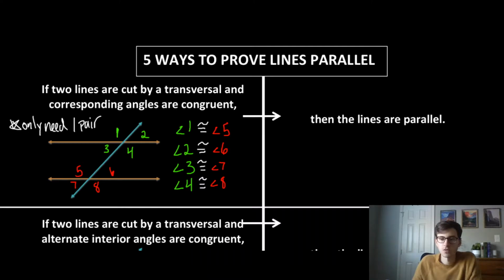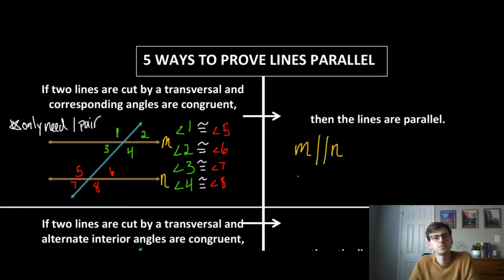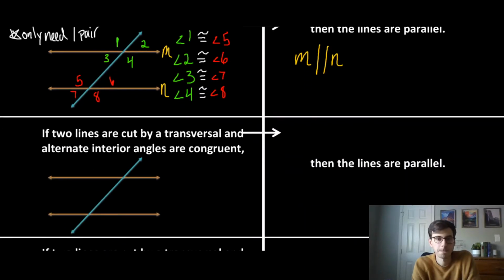So that means I would say, this is line L, M, and N. Then M is parallel to N. It's like little parallel lines. If any of those corresponding angles are congruent, then the lines are parallel. Okay, what's another way to show that lines are parallel?